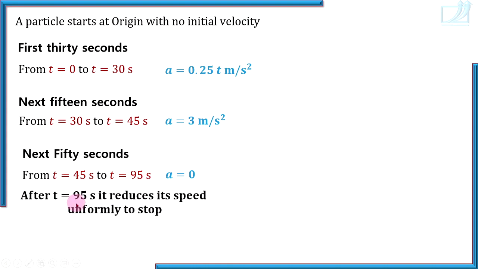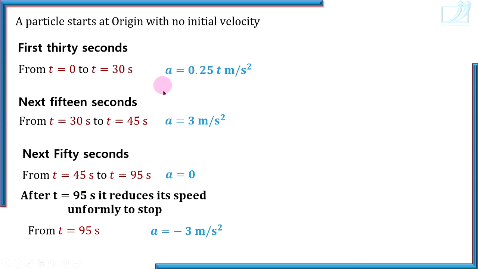And after t equal to 95 seconds, it reduces its speed uniformly to stop. That is, final velocity becomes zero. So from t equal to 95 seconds, speed reduces uniformly, in the sense acceleration is constant but negative. It is opposite to velocity. It is retardation, deceleration. Let it be minus 3 meters per second squared.